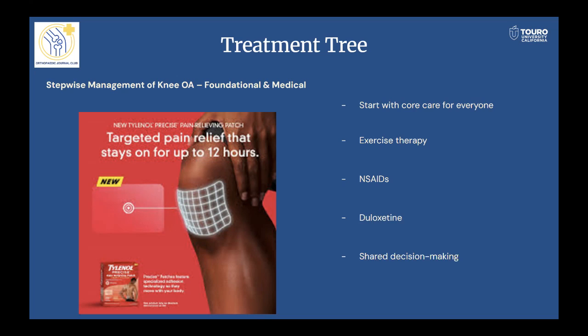So again, the theme here that we're starting to hone in on is conservative treatment first. Try to optimize and reassess your patient before escalating. And then once those foundational steps are maximized and symptoms remain really limiting, that's where we start to consider some procedural options.